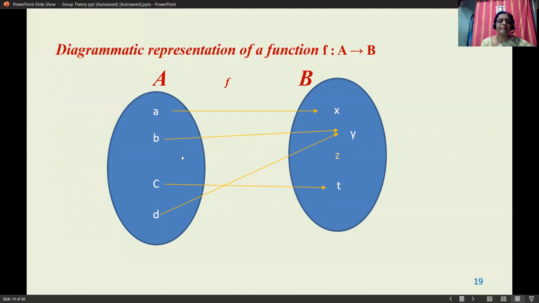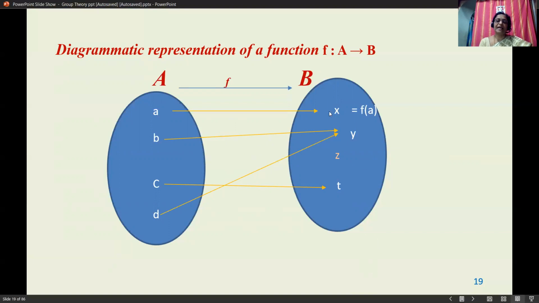So here, every element of A is associated to one and only one element of B. See here, A is assigned to X, so only one element. B is assigned to Y, only one element. C is assigned to T, only one element. D is assigned to Y, again only one assignment, that is one element. And therefore, this is known as a function.